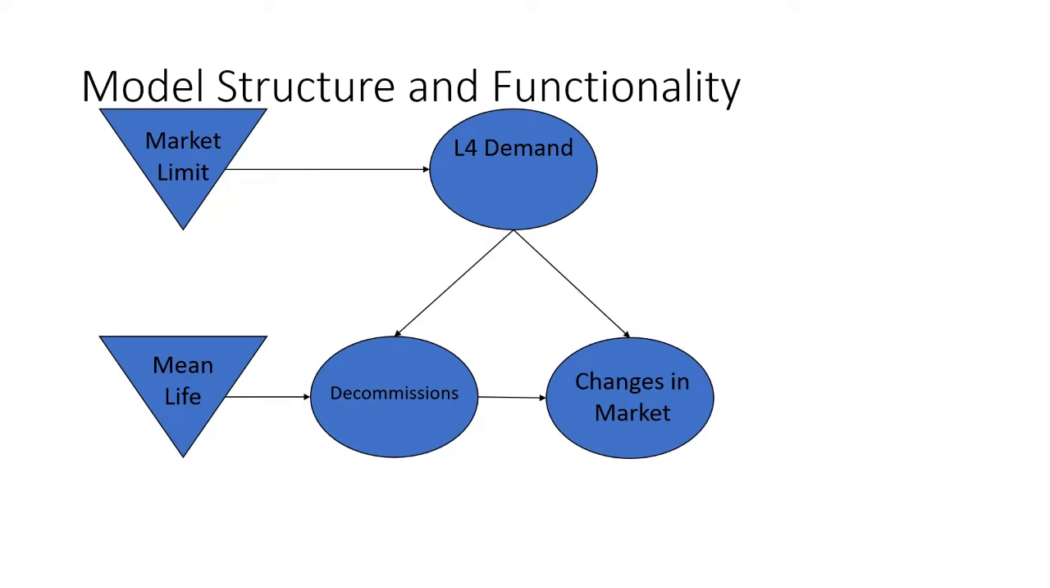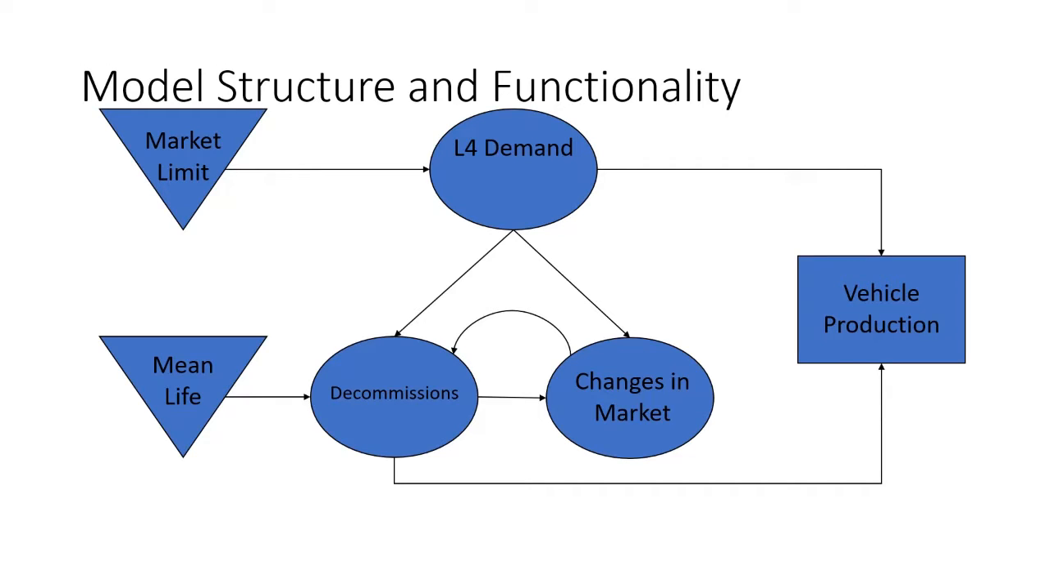And once we do that, we can say, okay, how is the market changing? How many vehicles are being added to this market every year that need to be produced? And we can add those back in, because now we have to account for vehicles that were previously decommissioned that weren't a part of L4 demand. And once we combine all these together, we get vehicle production. How many vehicles will need to be produced to sustain this market?